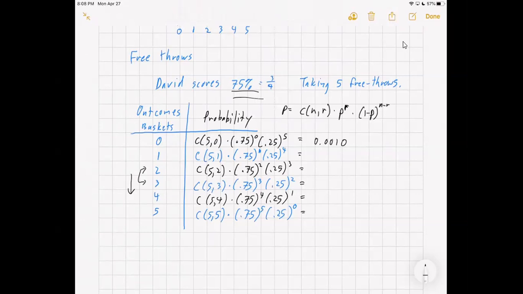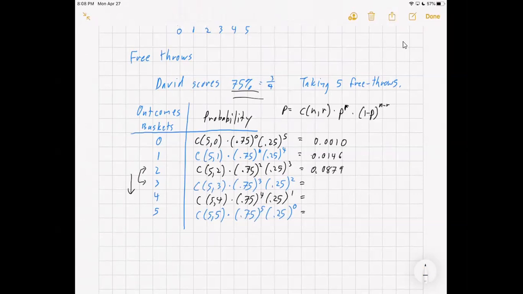If we look at making 1 basket, so a better percentage. But still, that's only a 1.46% chance that he'll only make one. He's more likely to make more baskets.